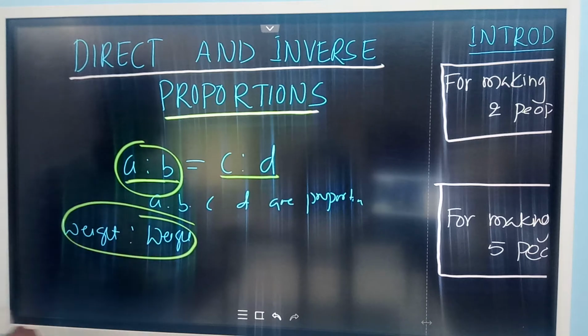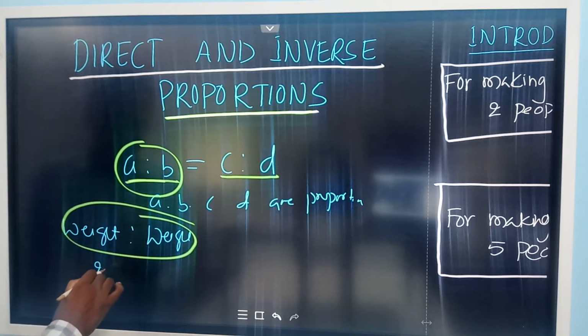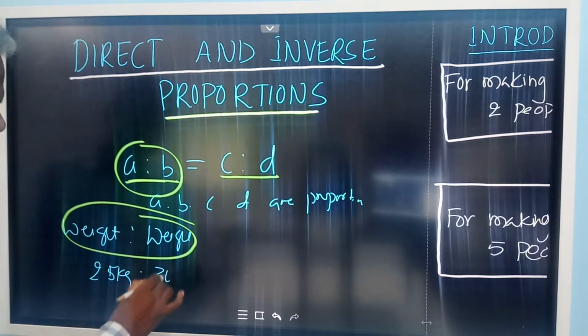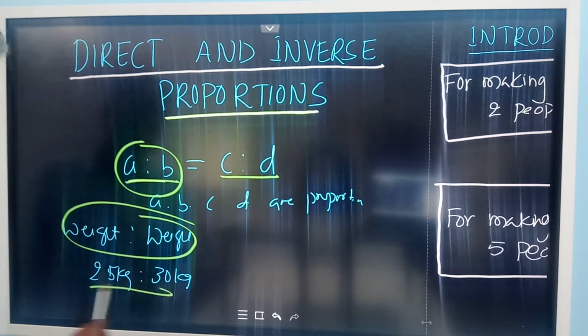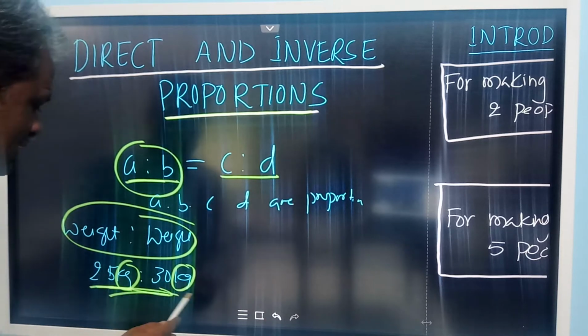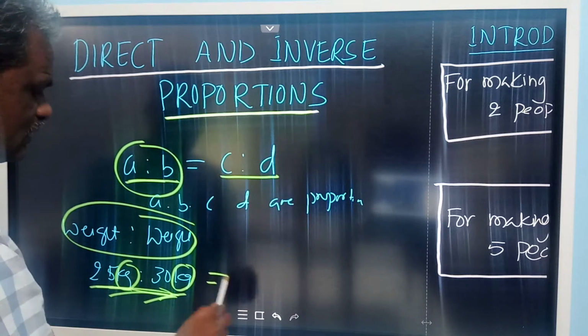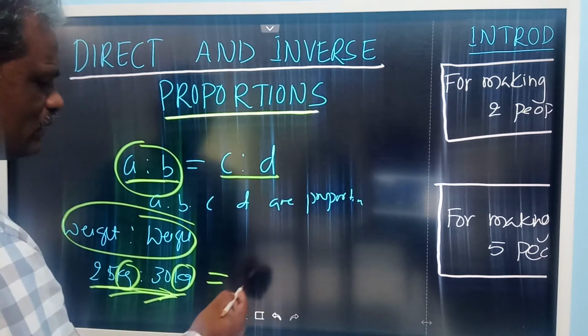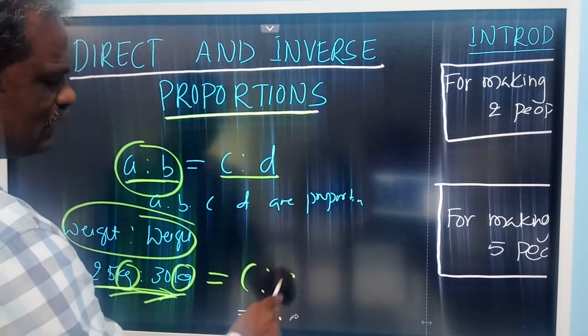This is one ratio: 25 kg is to 30 kg. So this is a ratio having the same units. Comparison of two quantities of the same kind is called a ratio. If two ratios are equal, then A is to B is equal to some other ratio also, C is to D.